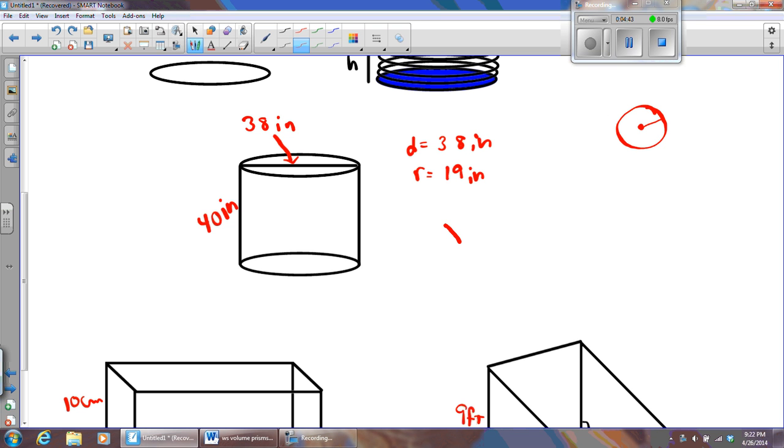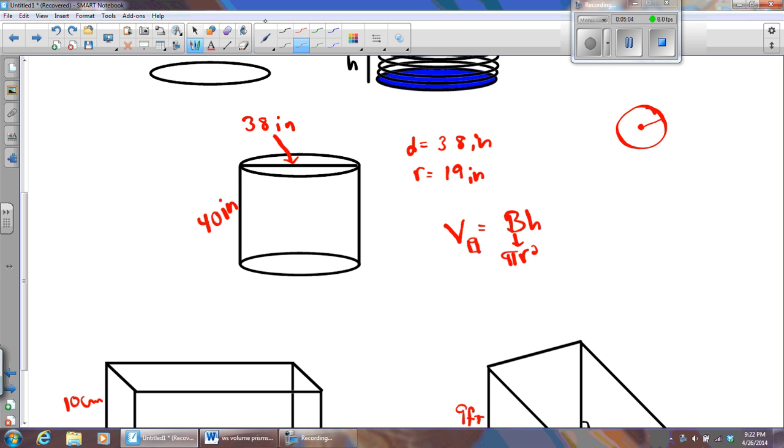So, the formula says to do the volume of a cylinder, I'm going to do capital B times H. Well, the base is a circle, so that means I'm going to do pi r squared. That'll get me capital B.